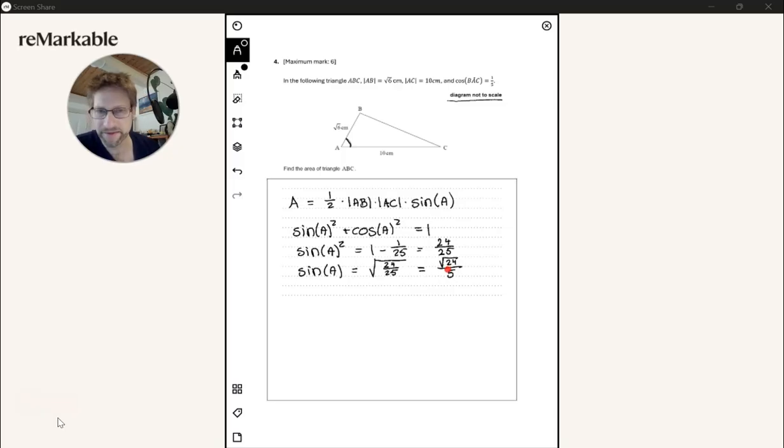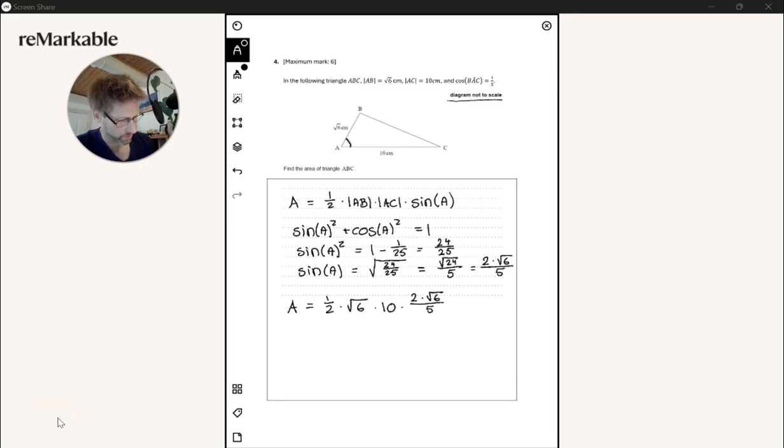We can also do a little bit of this radical business, that 24, that is 4 times 6, and the square root of 4 is easy, so we get 2 square root of 6 divided by 5. And that's pretty nice, because if we do the area formula then, we put in the 1/2 times the length of AB, that's the square root of 6, times the length of AC, that's 10, and then we multiply with 2 times another square root of 6 over 5.